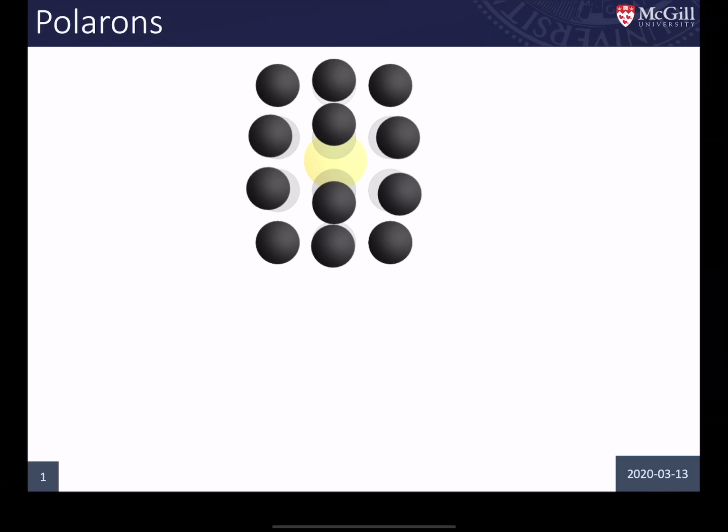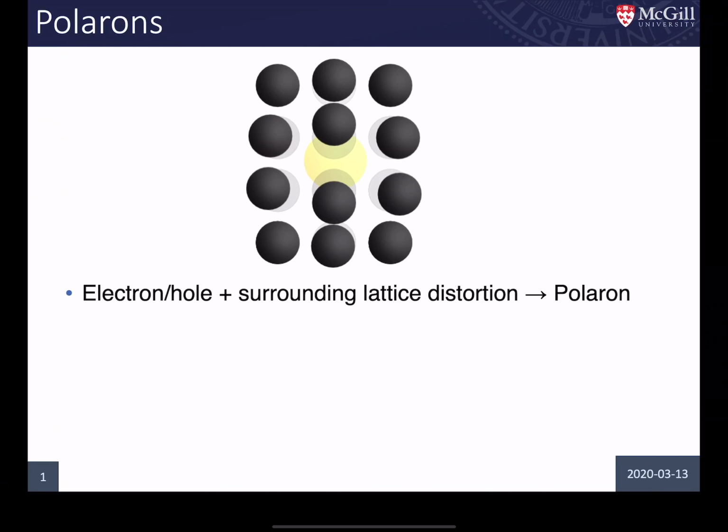We all know that electrons move freely in metals. However, in some ionic or highly polar materials, an electron can be trapped, and it will push its surrounding atoms away from their equilibrium position. We call this trapped electron or hole, together with its surrounding lattice distortion, a polaron.